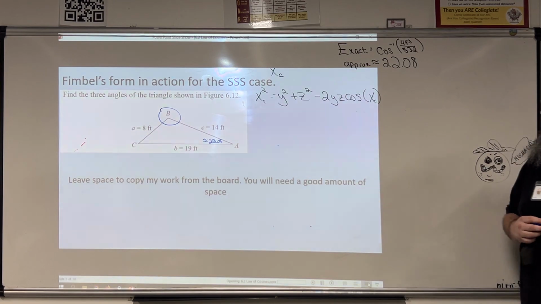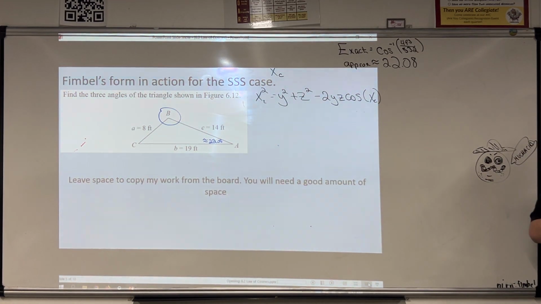Scott, pick somebody to tell me what side length is opposite of B. Yeah, that's 1/3 of the problem. Nick, what is my side length opposite of B? Yeah, we're going to be there. 19 is absolutely opposite of B.